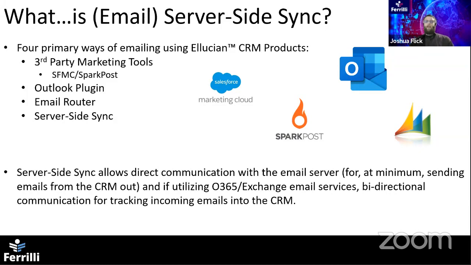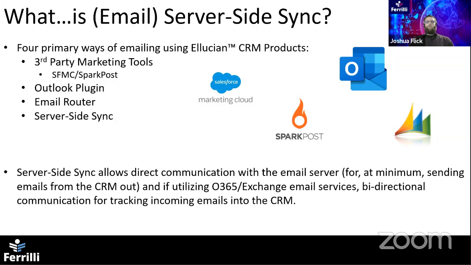So speaking of the email router, that's the other kind of approach that's available for emailing out of the system. And it's a really small service that runs on the server and provides kind of a one-way communication from your CRM system to your email service. It has been the standard approach for years and uses the SMTP protocol to send emails through your email service. And then finally, the newest approach we've got is called server-side sync.